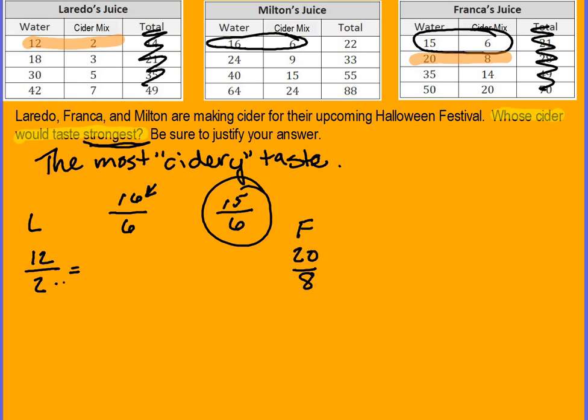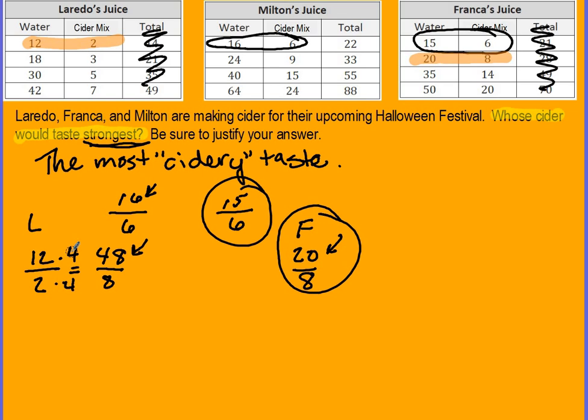So I know that I can multiply both of these by 4 because 2 times 4 gives me 8, so now they'll have the same amount of cider. When I do it to one, I have to do it to the other, and here I get 48. So what this tells me is that when Laredo has 8 parts of cider, he's going to also have 48 parts of water. Whereas with Franca, when she has 8 parts of cider, she's only going to have 20 parts of water, meaning that hers is stronger than Laredo's.